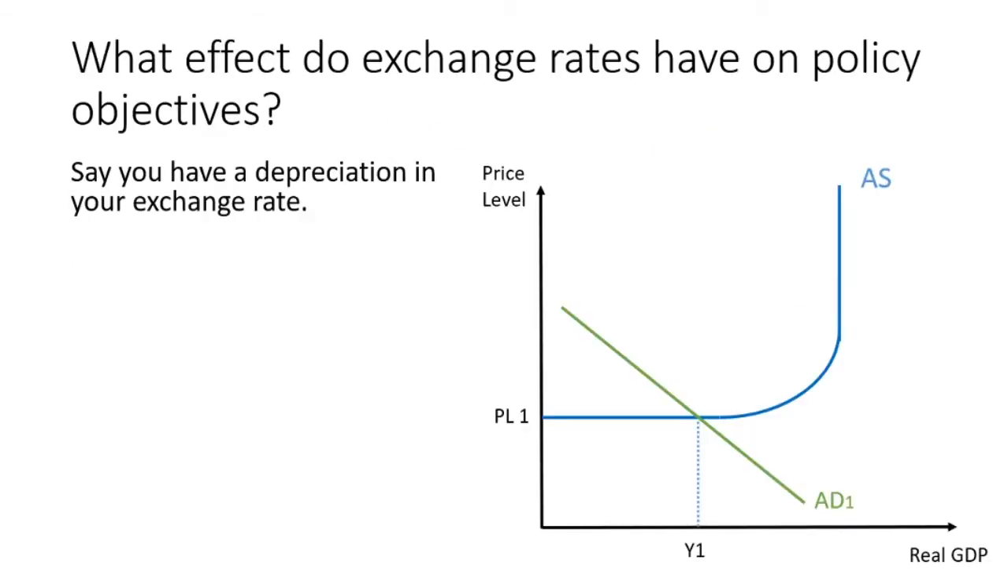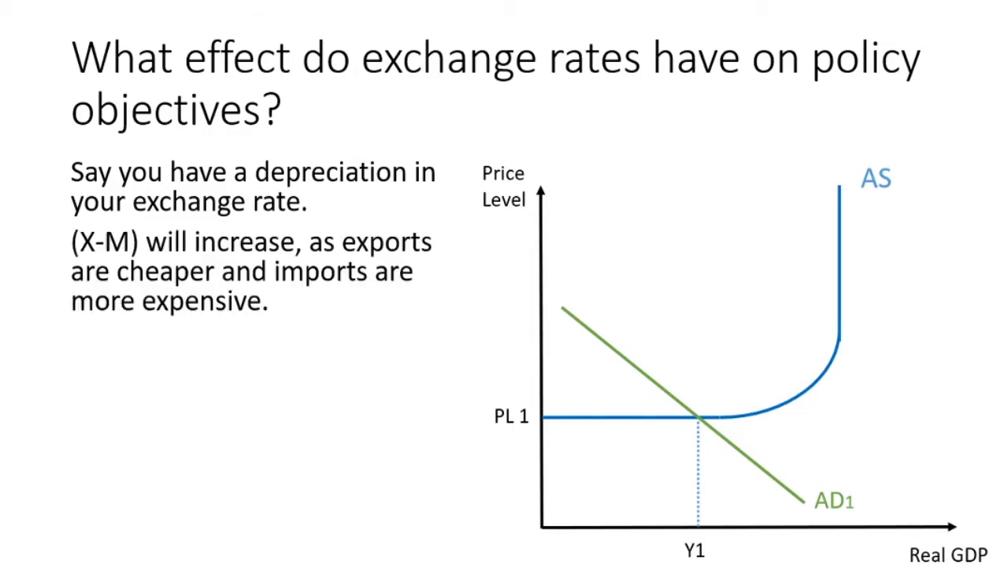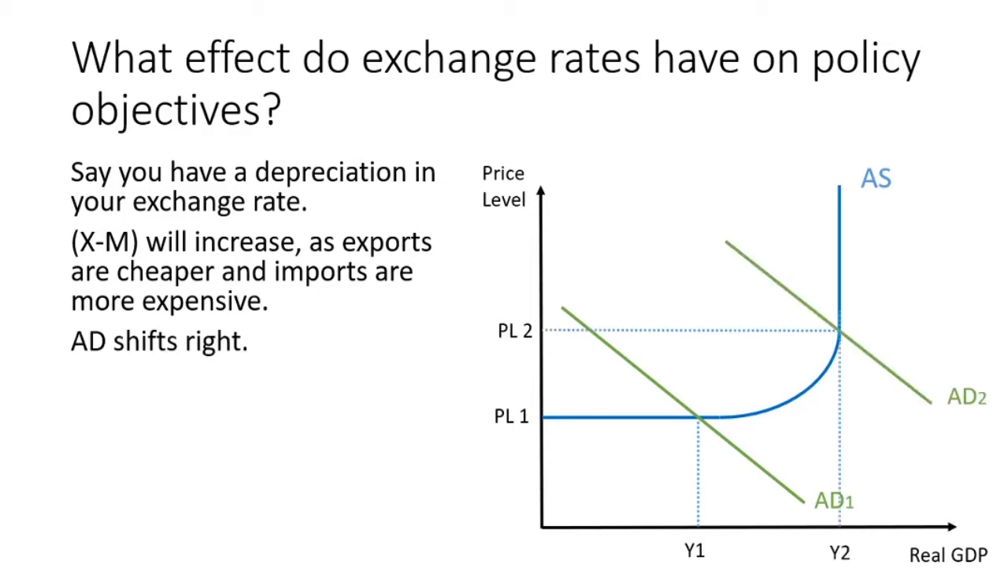What effect do exchange rates have on policy objectives? The easiest way to think about this is if you start with a depreciation in your exchange rate. So our pound gets weaker. This will increase our net exports because exports are cheaper, so we sell more of them. Imports are more expensive, so we import fewer items. As a result of this, because X minus M is part of AD, AD is going to shift to the right. We will therefore see an increase in economic growth going from Y1 to Y2.